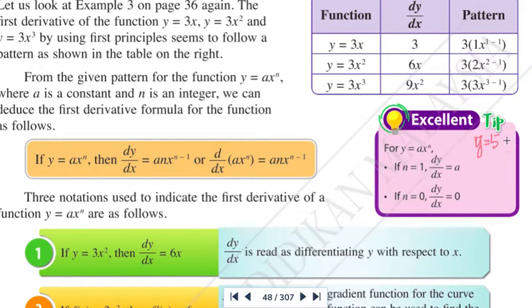For example, y equals 5x. So here n is 1. Then your dy/dx will equal 5. We take the coefficient because x^1, 1 minus 1 is 0, and x^0 equals 1. So when n equals 1, dy/dx equals a. When n equals 0, meaning when y equals 3, that means dy/dx equals 0.